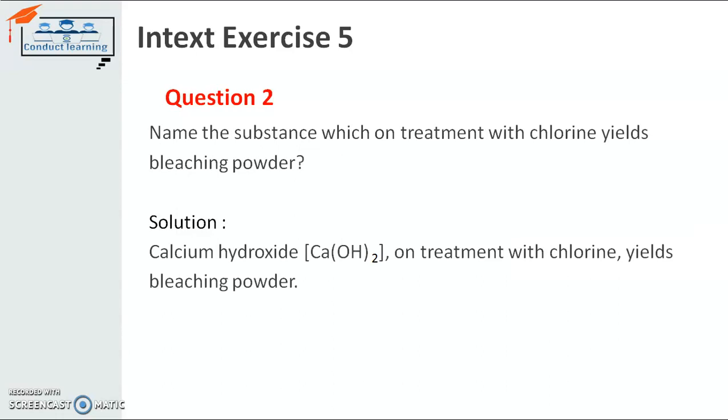Name the substance which on treatment with chlorine gives bleaching powder. As I told you before, calcium hydroxide is a substance which is slaked lime. When treated with chlorine, it gives us bleaching powder, calcium hypochlorite, and water. The formula for calcium hypochlorite is CaOCl2.